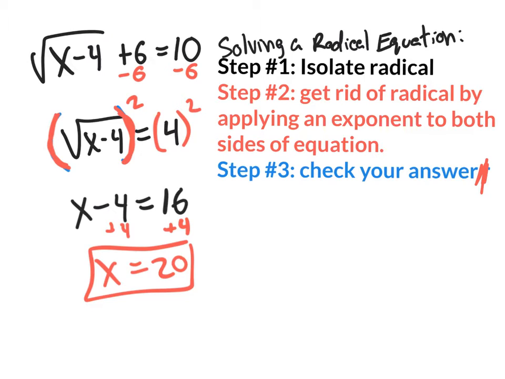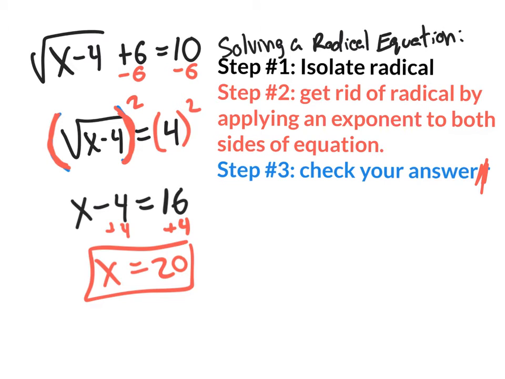Now, before we move on, I want to stick with step 2. Step 2 says get rid of the radical by applying an exponent on both sides of the equation. Why did I write that instead of saying to get rid of a square root, you square both sides of the equation? We're not always going to have a square root. We might have a third root. What would I have to apply to get rid of a third root? Power of 3. If I had a fourth root, power of 4. Fifth root, power of 5.